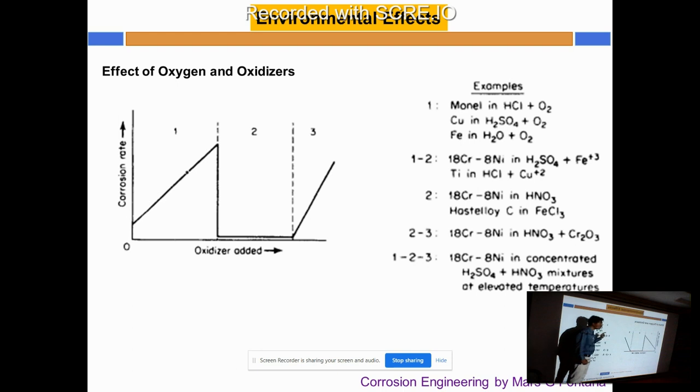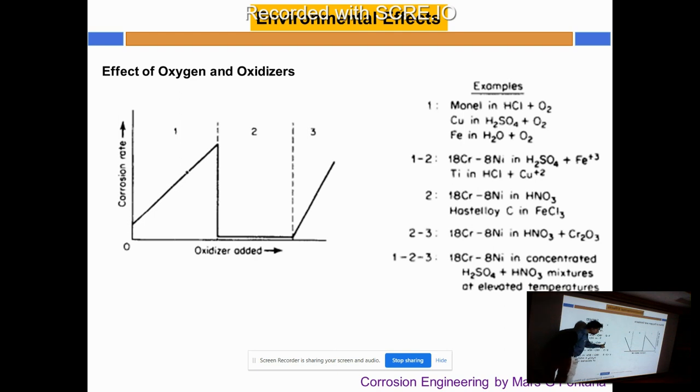Now look at sections 1 and 2. What are 1 and 2 sections? 1 and 2 sections mean increase and then come back and become stagnant. Which type of metals will show both active and passive? An example is chromium nickel in sulfuric acid. If I add Fe3+, which is also an oxidizer, or Cu2+ to certain chromium or titanium metals, they will show 1 and 2. What do I mean by 1 and 2? Increase and then become stagnant. That means active, passive. So this is the example for the active-passive group.